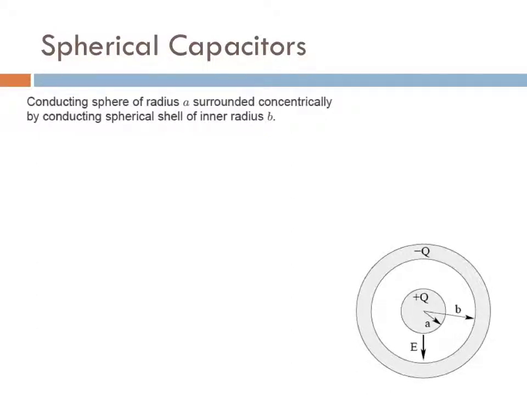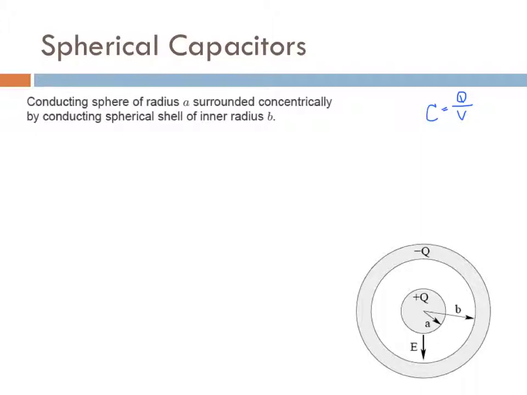So what we're trying to do here is find the capacitance of a spherical capacitor. Here we have a conducting sphere of radius a surrounded concentrically by a conducting spherical shell of inner radius b. First, we want to get it into this equation: we want to solve for the capacitance by knowing the charge and the potential.